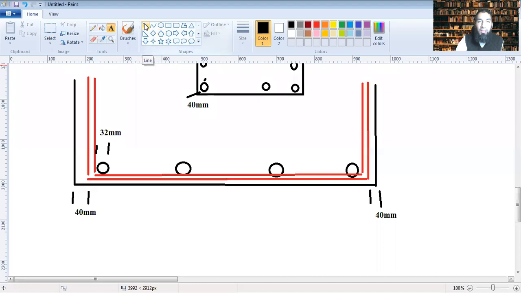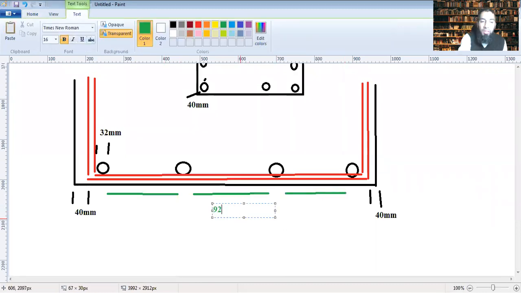ये मिला के, right from this point up till this point, फिर ये point लेकर ये point, फिर ये point लेकर ये point, total 92 mm ही बच रहा है. What is left is only 92 mm.